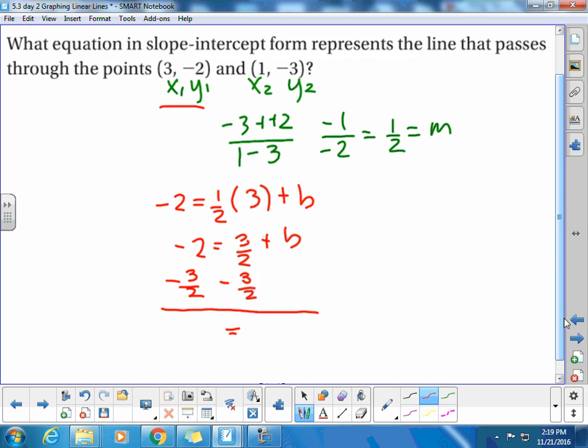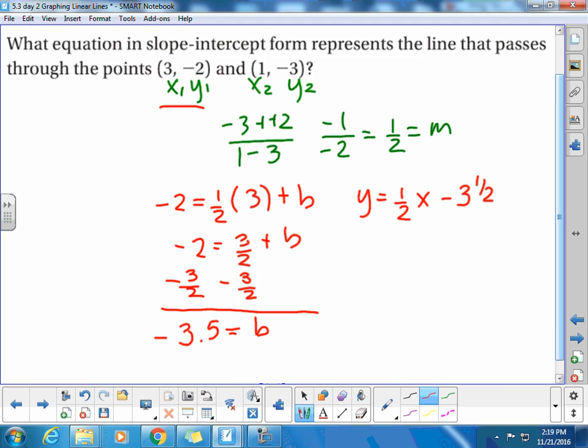Negative 2 minus 3/2 is negative 3.5, or let's just say negative 3.5 is your b. So my equation would be y equals m, which is 1/2, x minus 3.5. I should probably keep my fraction because I used a fraction as my slope.